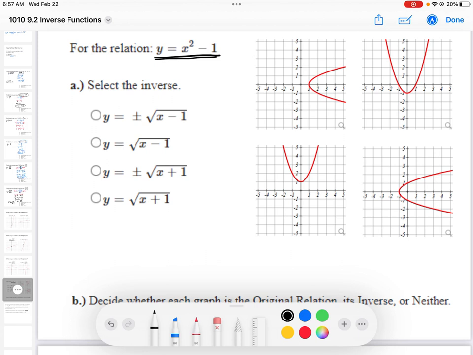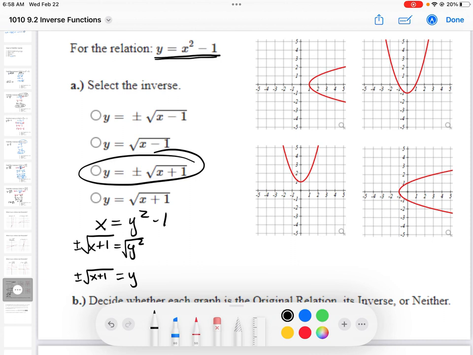So in this case, you would write it as x equals y squared minus 1, and then you would solve for y. You would add 1 to both sides, which gives x plus 1 equals y squared. Then you would square root both sides. But when you square root something, you technically have to account for the positive and negative version of the square root. And so the correct inverse function would be y equals plus or minus the square root of x plus 1.